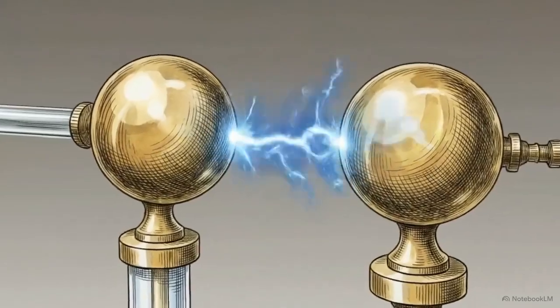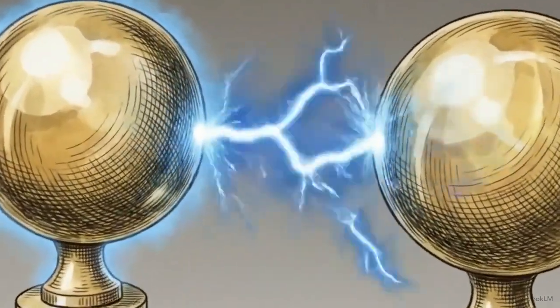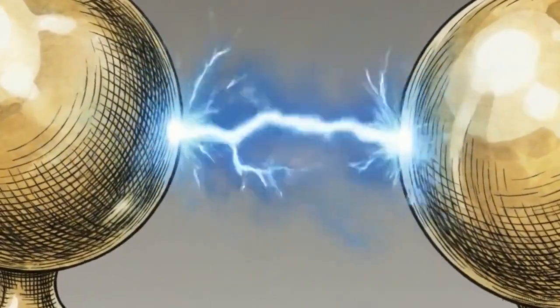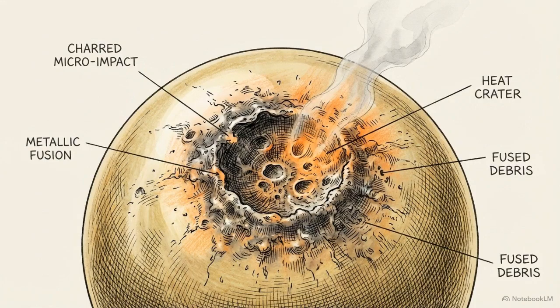A high-voltage spark jumping across a gap is a violent release of energy. This discharge is rarely a single one-way event. The charge actually behaves with a hidden, rapid complexity.